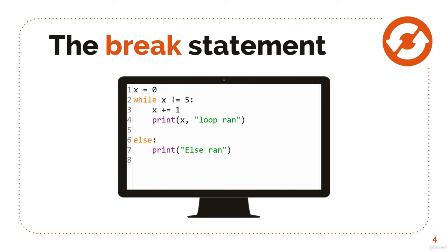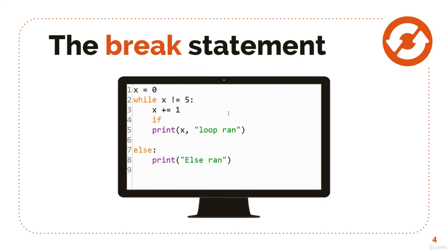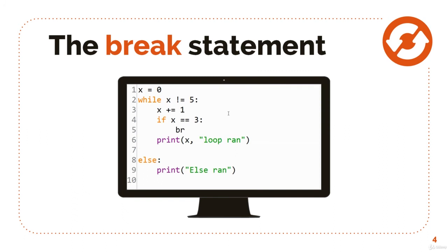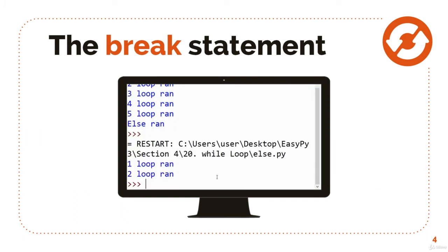If we look at the same code again, and now let's make things a bit more interesting and add an if statement. If I write if x is equal to 3, break, and run that, as you can see now, the loop ran 2 times and the break ends it on the 3rd, even though the condition is still true. Note that this time the else statement didn't run.